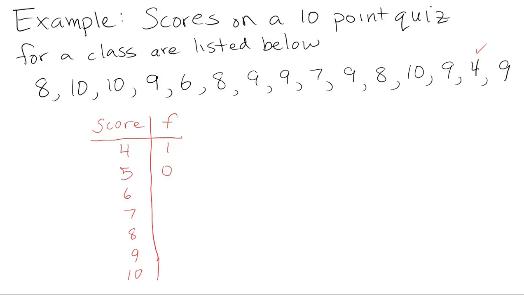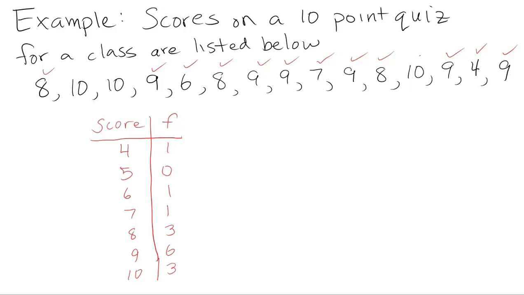Now, how many 6s do we have? I see just the 1. Just 1, 7. Man, this class did well. 8s. I see 1, 2, 3. 9, I see 1, 2, 3, 4, 5, 6. And with 10, I see 3.